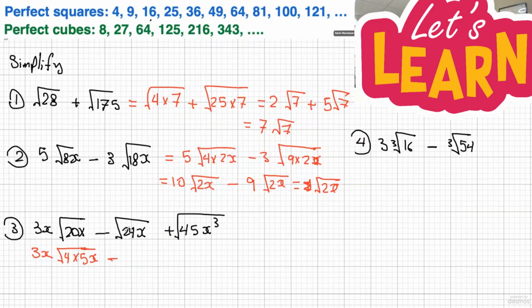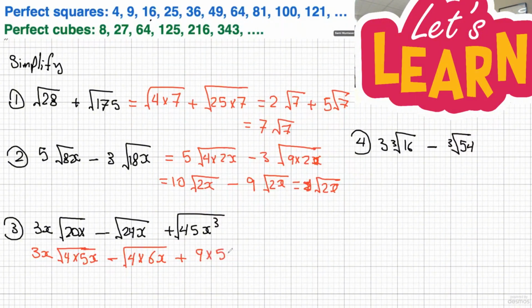Minus here, the perfect square that goes into 24 is also 4. That's times 6, and I still have the x right there, and I'm just going to square root that still. Plus 45, I know the perfect square that goes into 45 is the 9 right here. So that makes it 9 times 5.